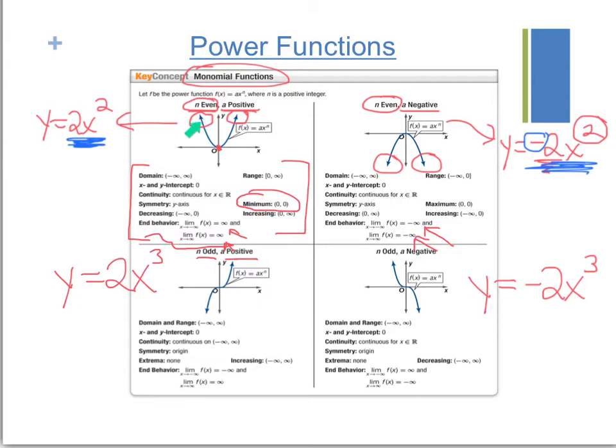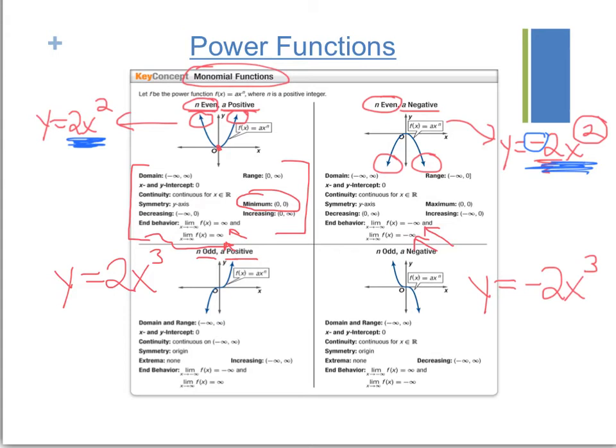So up here, when the power is even, that's telling you that your ends are pointed in the same direction. When our power is even, but yet our coefficient's negative, our ends are pointed downward. If our power is odd, so 3, 5, 7 are all odd numbers, you know that the ends of your graph are going to be pointed in opposite directions.